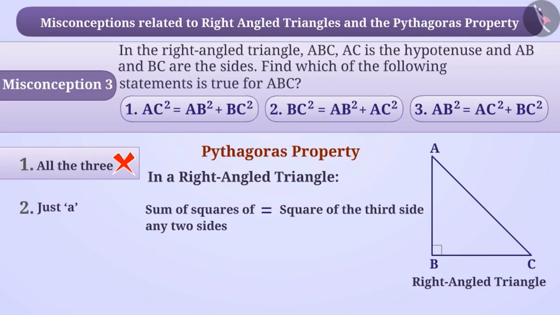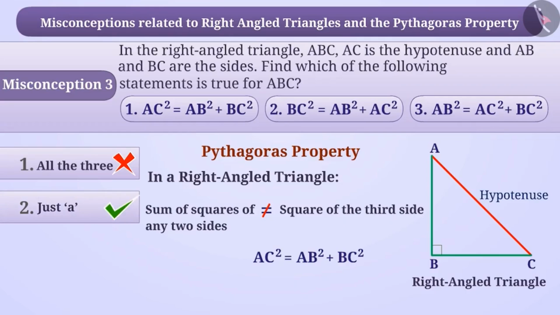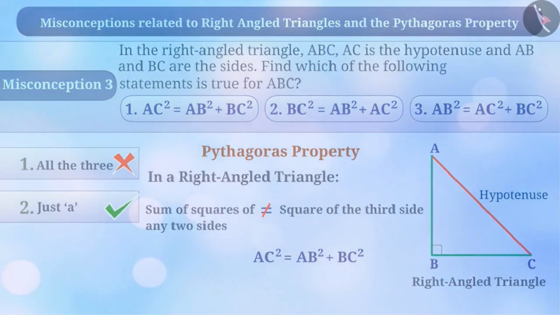The correct understanding is that the sum of squares of any two sides in a right-angled triangle is not equal to the square of the third side, but only the sum of squares of the sides smaller than the hypotenuse is equal to the square of the hypotenuse. Therefore, the correct answer here is option 2.